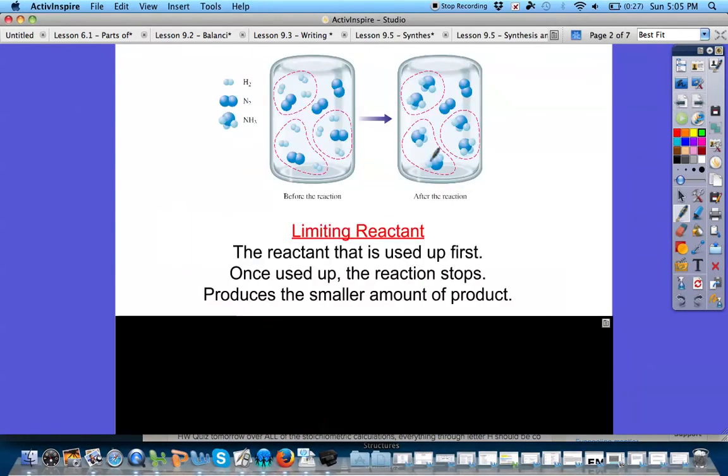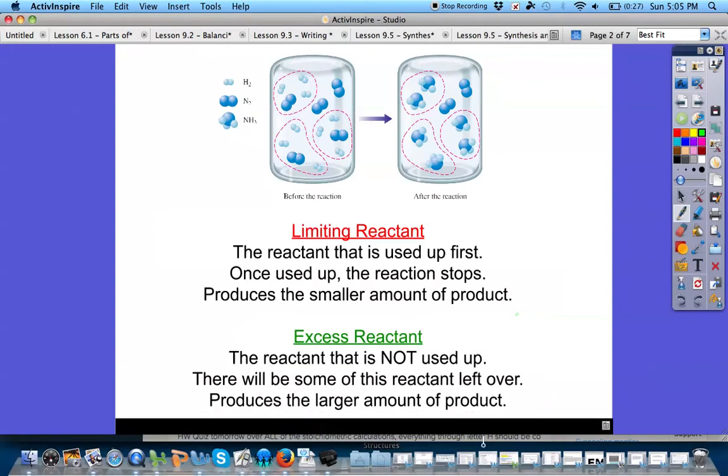So a limiting reactant is the reactant that's going to be used up first. Once it's used up, the reaction is going to stop. This is going to produce a smaller amount of product based off of your stoichiometry calculations. The excess reactant is the reactant that is not used up, and there's going to be some of this left over. This is going to produce the larger amount of product when you do your stoichiometry calculations.